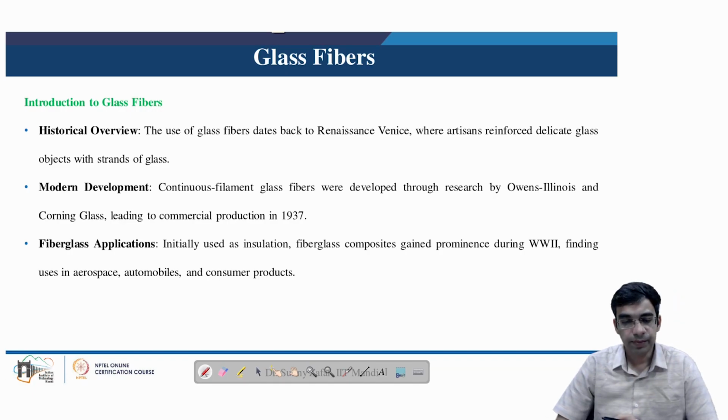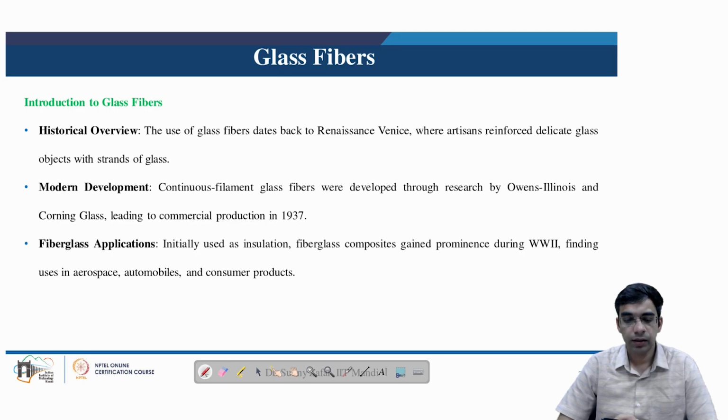So with this background, we introduce the glass fibers, which are used in large quantities in manufacturing wind turbine blades. Glass fibers were originally invented in Renaissance Venice, where artisans used them to make objects with strands of glass. In terms of modern development, continuous filament glass fibers were developed at the Illinois Corning Glass Company, which began commercial production of such glass fibers in 1937.